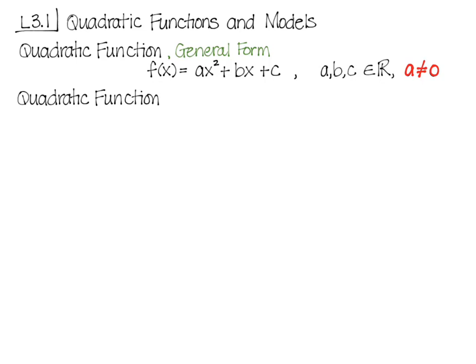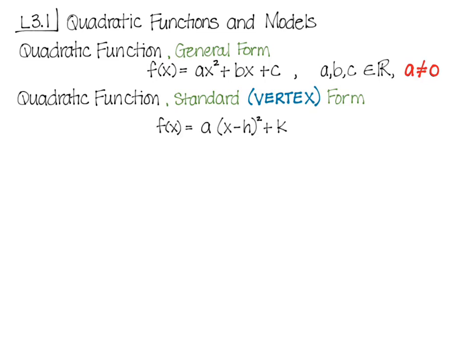Besides this general form, there is the standard form. Sometimes you've heard it called the vertex form, because in the standard form we have a times x minus h quantity squared plus k, where (h, k) is the vertex. So sometimes it's referred to as the vertex form, but you'll see it in your book, and it is called the standard form of the quadratic function.